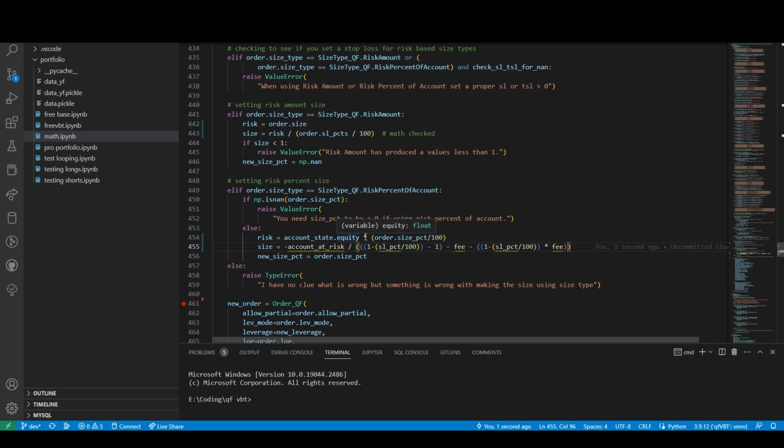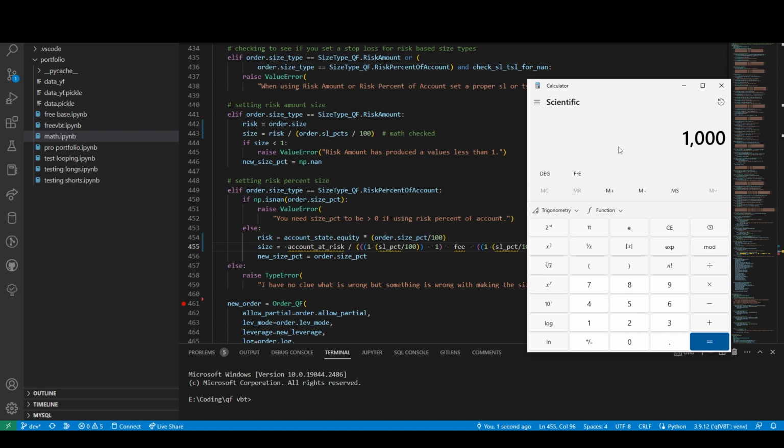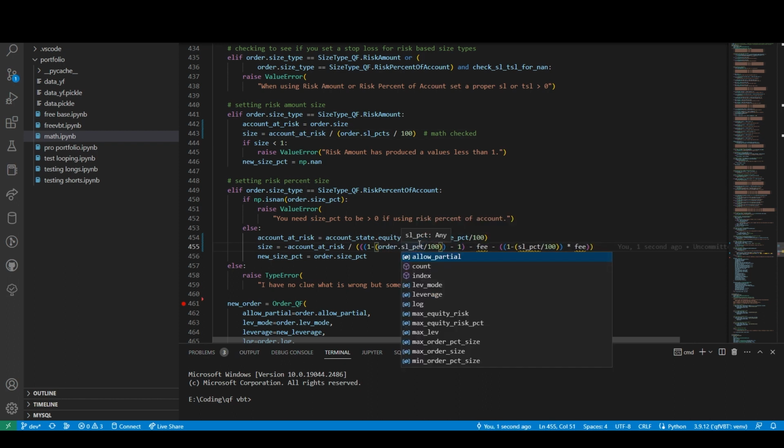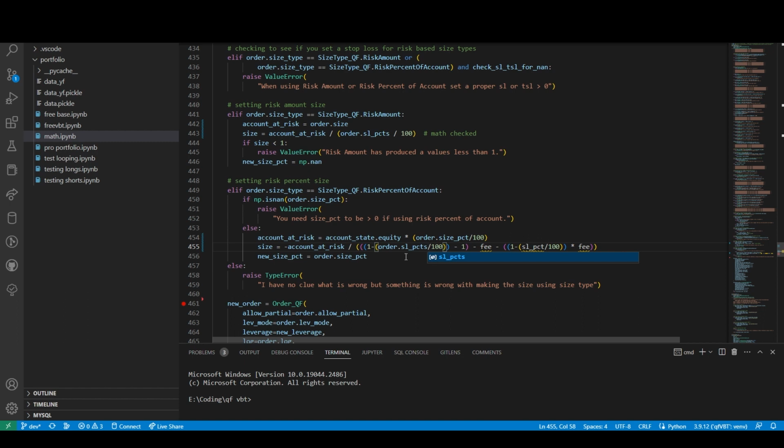So if I have 1,000 times this, so 1,000 times 0.01 gives me 10. Account at risk. This is, well, whatever. And then this is order dot stop loss percents. And it's the same thing here.